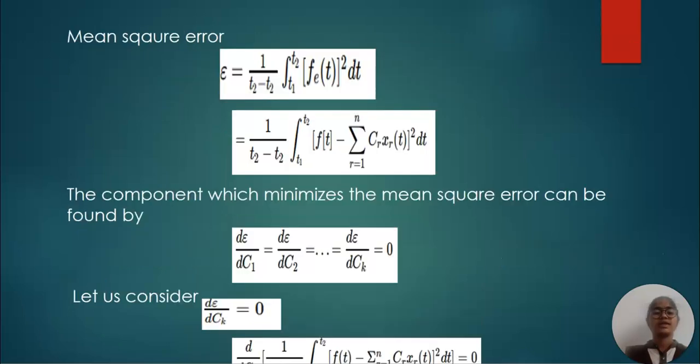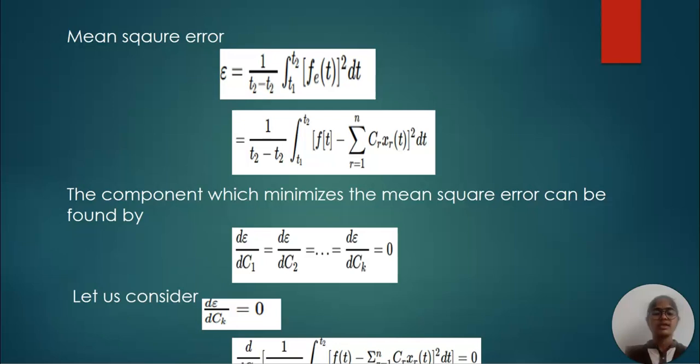Mean square error. Epsilon equals 1 by (t2 minus t1) times the integral from t1 to t2 of (f(t) minus the summation of r equal to 1 to n of Cr xr(t)) whole square dt. The components which minimize the mean square error can be found by d epsilon by dc1 equal to d epsilon by dc2 and so on, d epsilon by dck equal to 0.